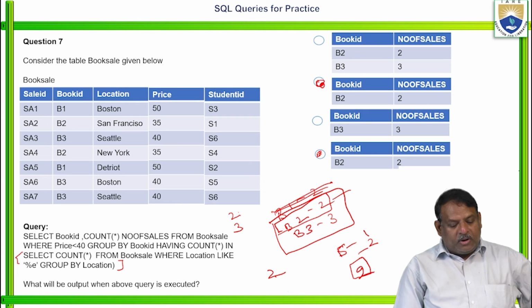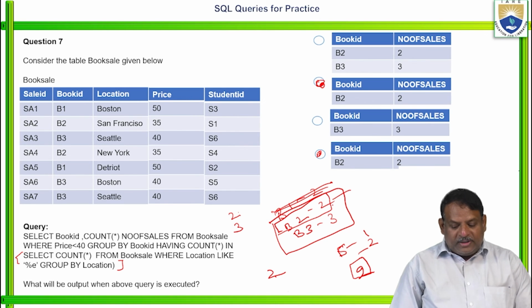First, there are 7 or 8 records. First, you have to group by book ID. So B1, B2, B3, and price should be less than 40. So we can safely remove B1. We are left with B2 and B3. Both are less than 40, because B2 price is 35 and B3 is 40. So 2 plus 3, this is the count.